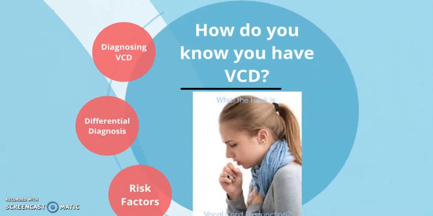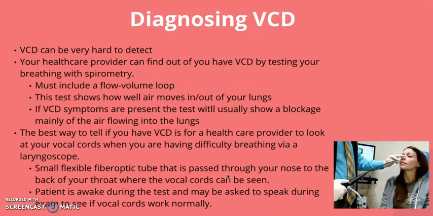So how do you know if you have vocal cord dysfunction? Vocal cord dysfunction can be very hard to detect. Your healthcare provider can find out if you have vocal cord dysfunction by testing your breathing with spirometry. This must include a flow volume loop. The test shows how well air moves in and out of your lungs. If vocal cord symptoms are present, the test will usually show a blockage mainly of the air flowing into the lungs. The best way, though, to tell if you have vocal cord dysfunction is for a health provider to look at your vocal cords when you are having difficulty breathing via a laryngoscope.